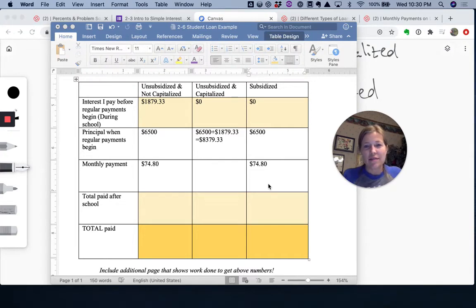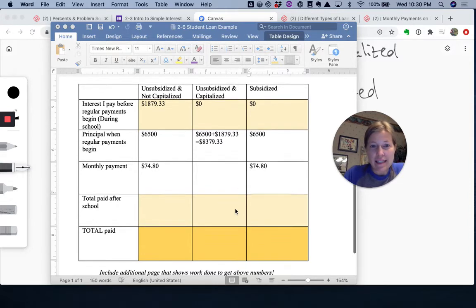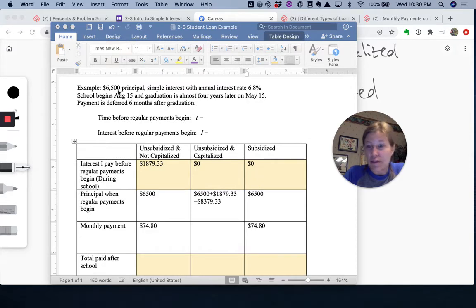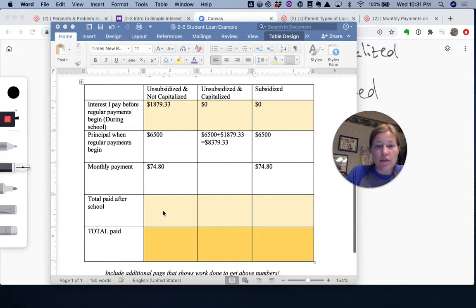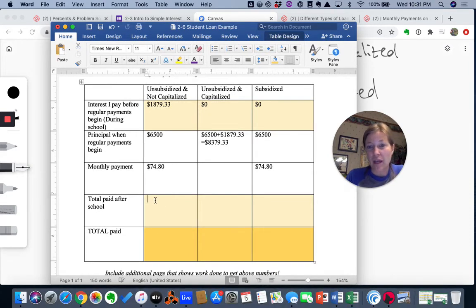So let's really compare total amounts. Let's finish up this example. This is our third video over this same example of the $6,500 principal, 6.8% interest rate. So the total that we pay in this scenario after school in the regular payments is that monthly payment times the 120 times that you make that payment in 10 years, every month.